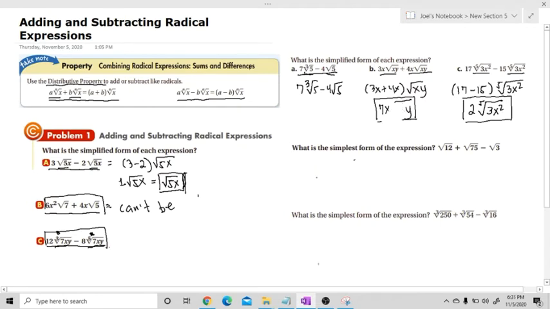Let's proceed to the next example. What is the simplest form of the expression square root of 12 plus square root of 75 minus square root of 3? Okay, masisimplify ba natin ang ganitong klaseng expression? Okay, the answer is yes. Ang una lang natin gagawin is simplify natin ng bawat term ng expression. Let's start simplifying 12 followed by 75.